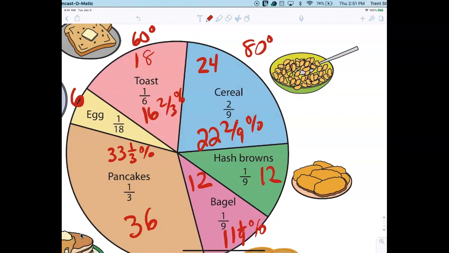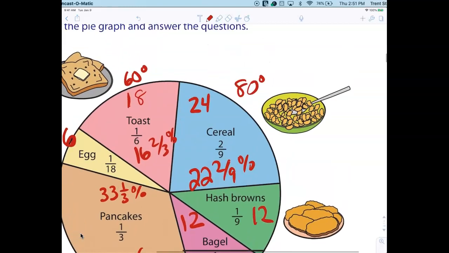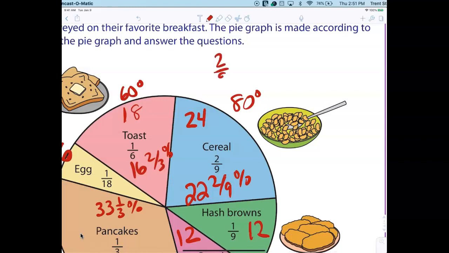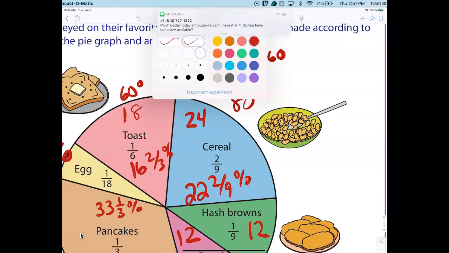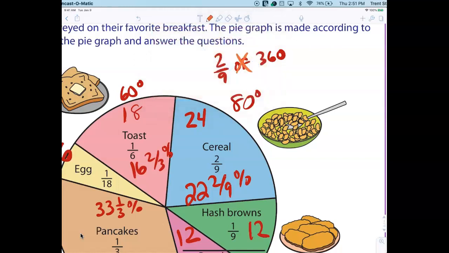So how many degrees in a circle? So what is 2/9 of 360? 2/9 of 360. In math, what does that mean? That's right. So now do on your calculator 2/9 times 360. Wow. Yeah. See what I mean?